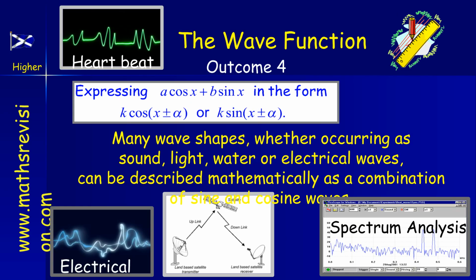The wave function allows us to express a combination of sine and cosine waves, like a cos x plus b sine x, as a single k cos of x plus or minus alpha, or k sine of x plus or minus alpha function. These shapes describe various phenomena, including sound, light, and electrical waves.